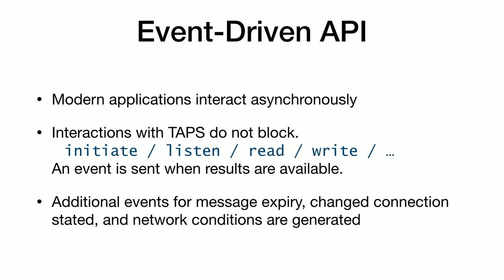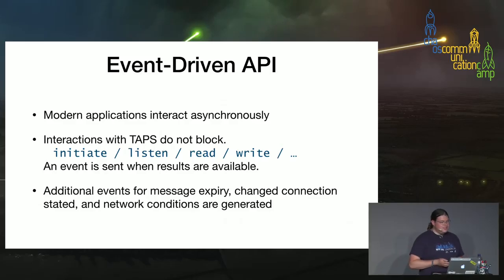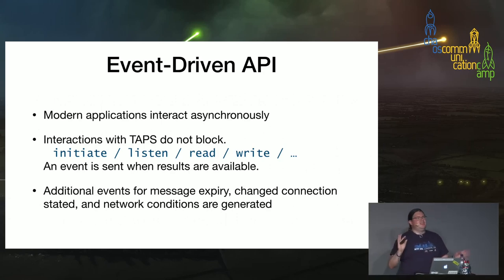First, it's an event-driven API. Modern networking applications work asynchronously. You always do select, and you always have to look at several sockets and several connections, so you don't want to block anywhere. TAPS has nothing that blocks. Everything you do, whether you initiate a connection, listen for incoming connections, read or write, if something's for you, you get an event. Whether the event is implemented as a callback, a listener pattern object or some kind of work queue is totally up to the specific language implementation. Whatever fits into the language should be used to implement these events.